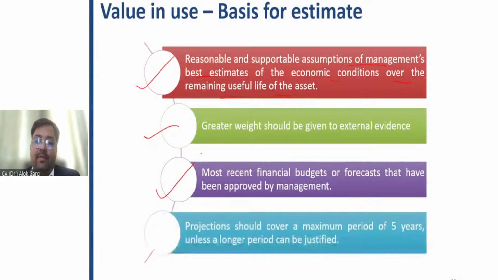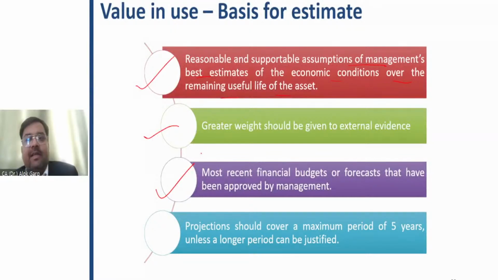And projections would cover a maximum period of 5 years unless a longer period can be justified. Friends, even Ind AS 36 says that whenever you are projecting a cash flow, you have to consider cash flow for a maximum period of 5 years, because the longer the period, the longer will be the uncertainty, right? So it says that you have to consider a maximum period of 5 years unless a longer period can be justified.